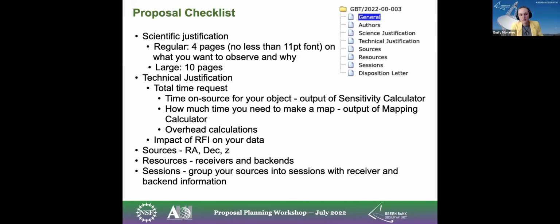With the GBT, we use something called the dynamic scheduling system, or the DSS, and it schedules in real time over the next few days based on a lot of different things, such as the highest priority proposals, what the weather looks like, and such things. And so it will look at your sessions and then prioritize, and then you will get scheduled.